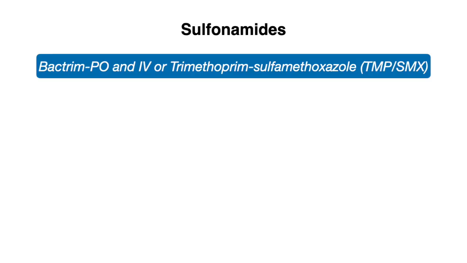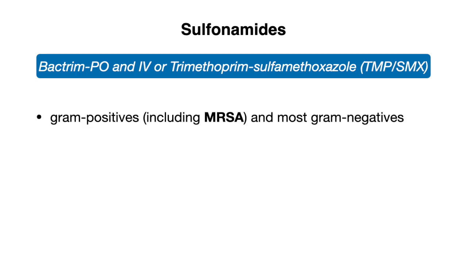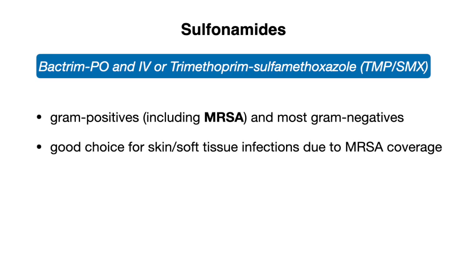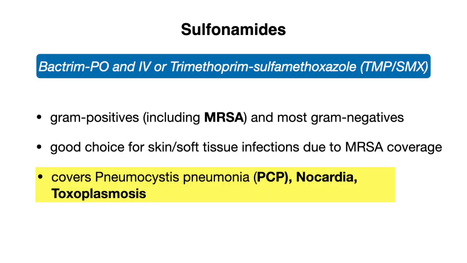Now let's move on to our sulfonamides, and this includes Bactrim or trimethoprim sulfamethoxazole, so you'll see why we call it Bactrim instead because it's so much easier to say. Bactrim covers gram-positives like staph, including MRSA, as well as some strep pneumo. It also covers most gram-negatives, but not Pseudomonas. Because it covers MRSA, it is a good choice for skin or soft tissue infections. Also keep in mind that it's unique in that it covers PCP or pneumocystitis pneumonia, nocardia, and toxoplasmosis.